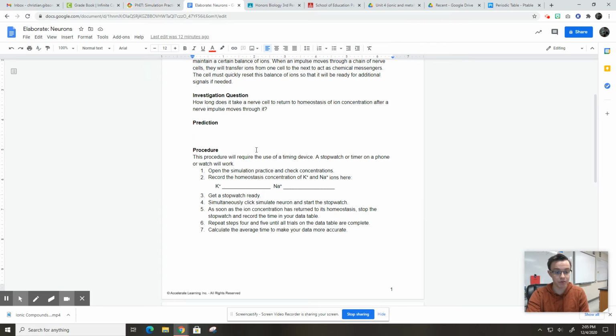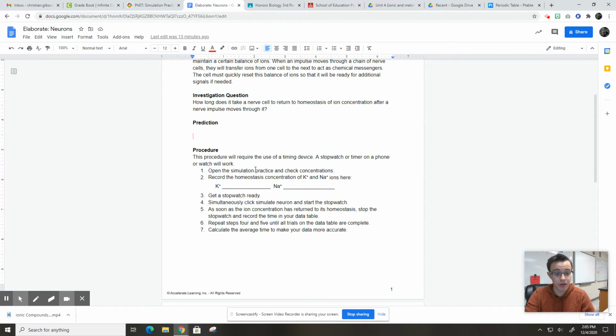Now let's go back here and follow the instructions. It says this procedure will require the use of a timing device. So I will link an online stopwatch. It would probably be easier for you just to use your phone stopwatch, but if you don't have access to that or don't want to use it for some reason, you can just use the online one that I've linked.